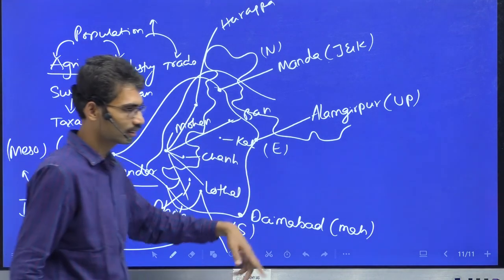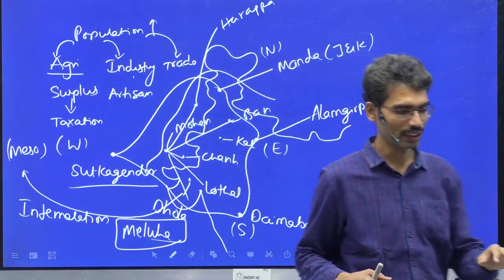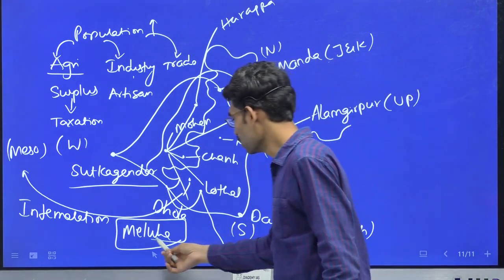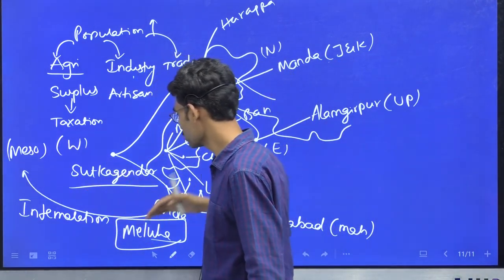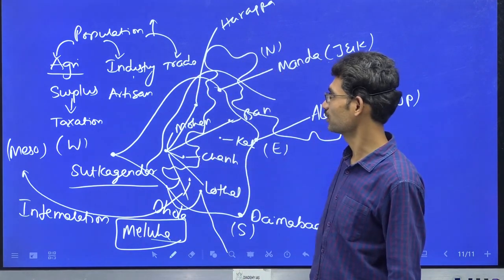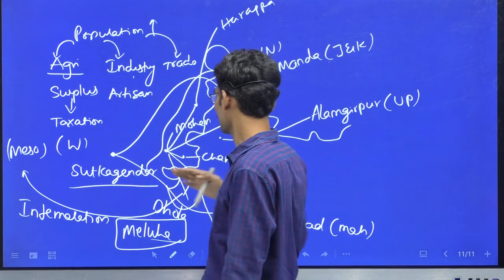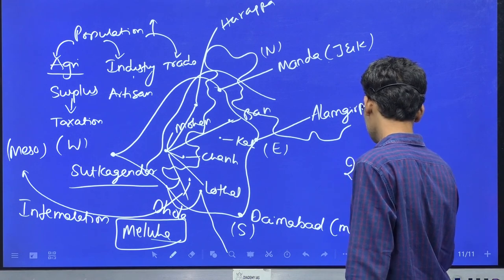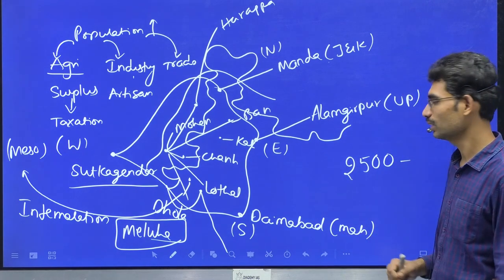Whatever I have written here, all these places' names can be important from the prelims point of view. Meluha is the name given by Mesopotamians to Indians at the time of Indus Valley civilization. Now what is the timeline? What we give is it flourished from 2500 BC.